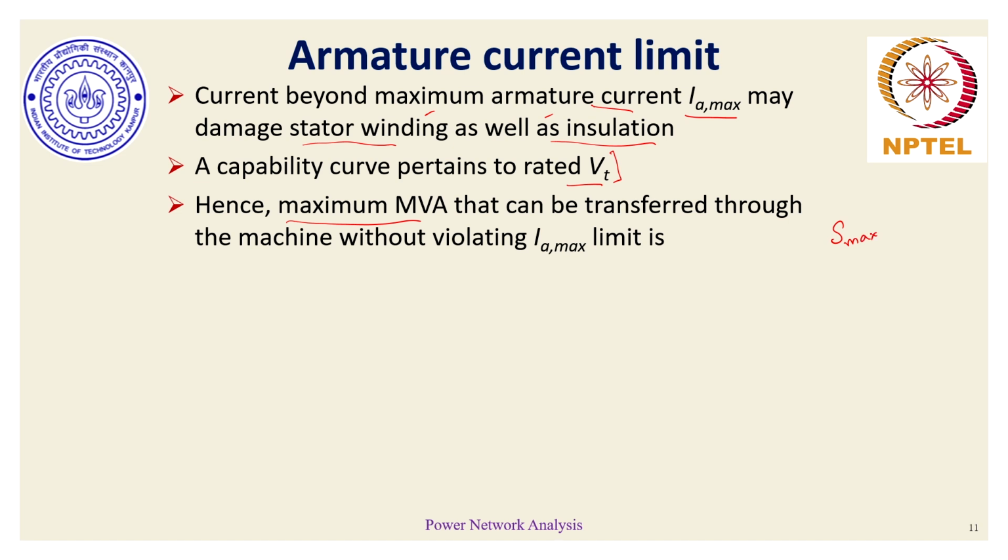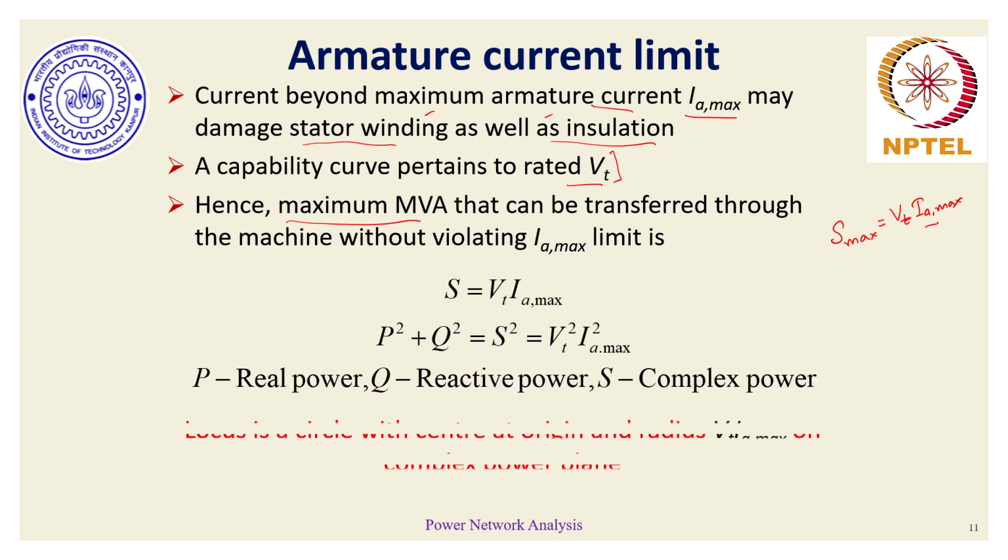Remember, this is apparent power, so there is no need of a conjugate here. S max is equal to Vt into Ia max. This is the maximum apparent power which is limited by the corresponding armature current limit. So apparent power square is nothing but P square plus Q square.